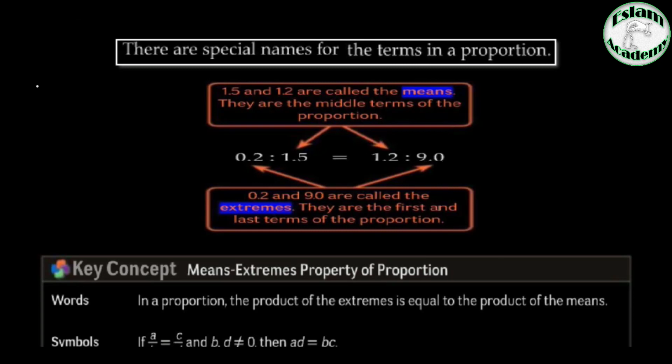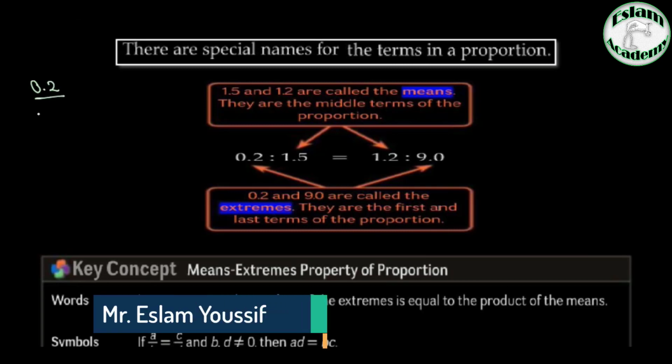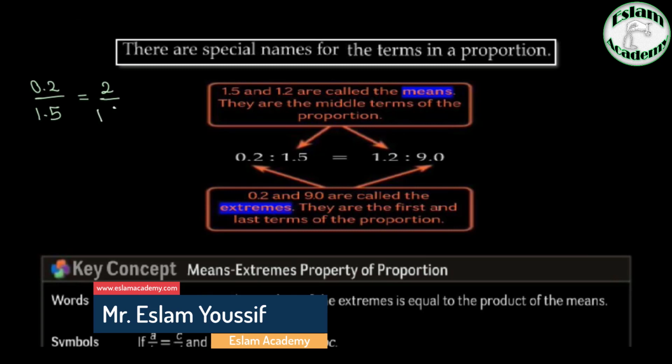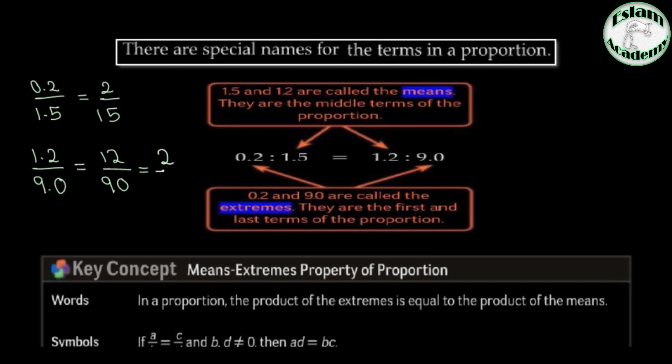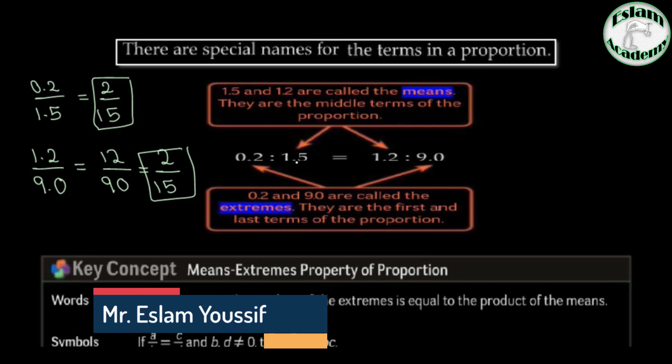We can check the answer. We can write 0.2 over 1.5. We can simplify it by multiplying by 10, so it will be 2 over 15. That is the first one. The second one, 1.2 over 9.0. You can simplify it if you multiply by 10, so we have 12 over 90. Now you can divide both of them by 6. 12 divided by 6 equals 2, and 90 divided by 6 equals 15. So we have 2 over 15 and 2 over 15. It means they are equal.